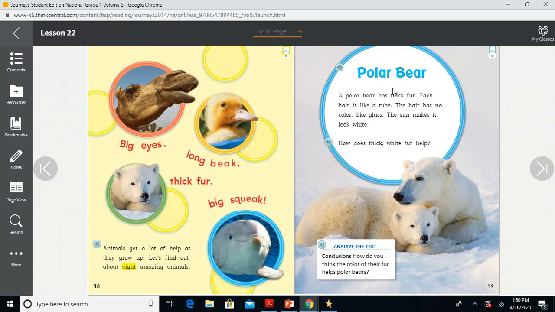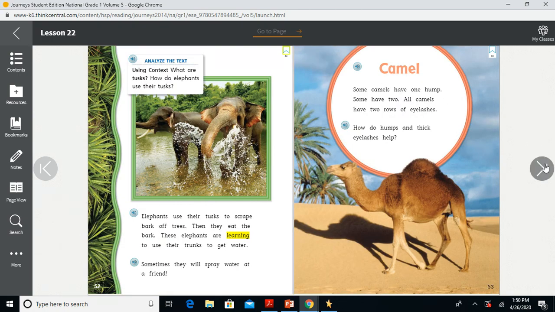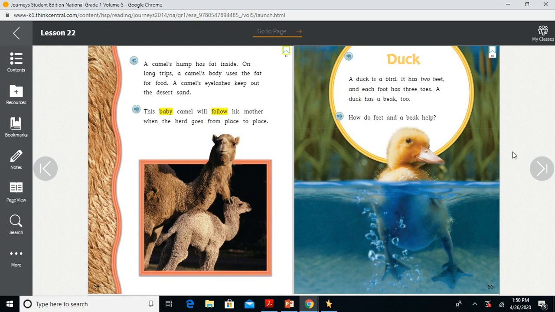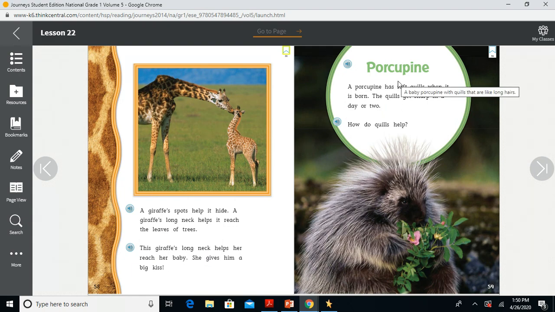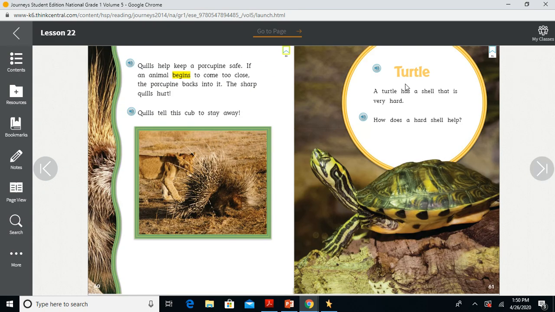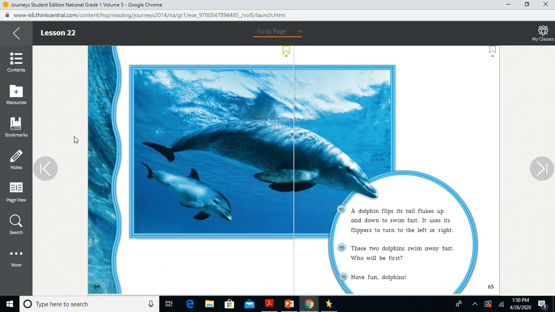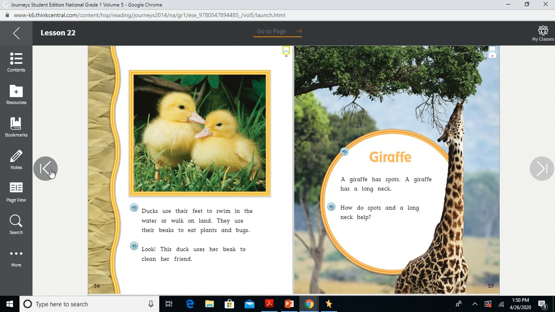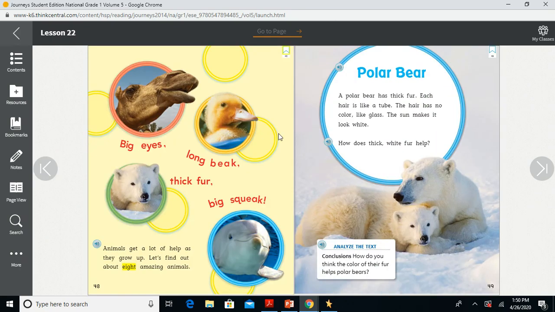Now we're going to look at all the headings. Let's see. We have polar bear, elephant, camel, duck, giraffe, porcupine, turtle, and dolphin. So those are the headings. This story includes those animals. Now the next thing I'm going to do is I'm going to look for words that are on almost every page. I'm going to start by reading the story.